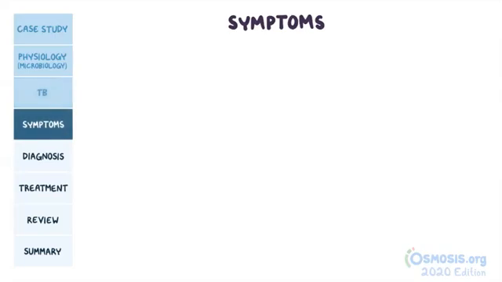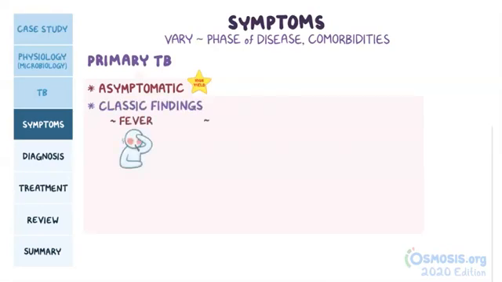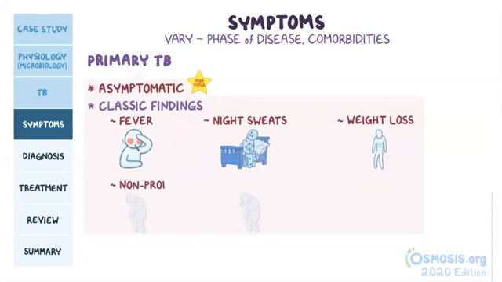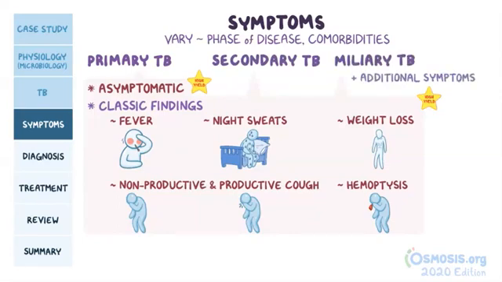Now, the symptoms of pulmonary tuberculosis are varied, depending on the phase of the disease and any comorbidities. Primary tuberculosis might be completely asymptomatic, or it might present with classic findings, including fever, night sweats, weight loss, non-productive and productive cough, and hemoptysis, usually secondary to the infection eroding the pulmonary blood vessels. Secondary tuberculosis will have similar symptoms, and miliary tuberculosis might cause additional symptoms depending on which organs are affected.